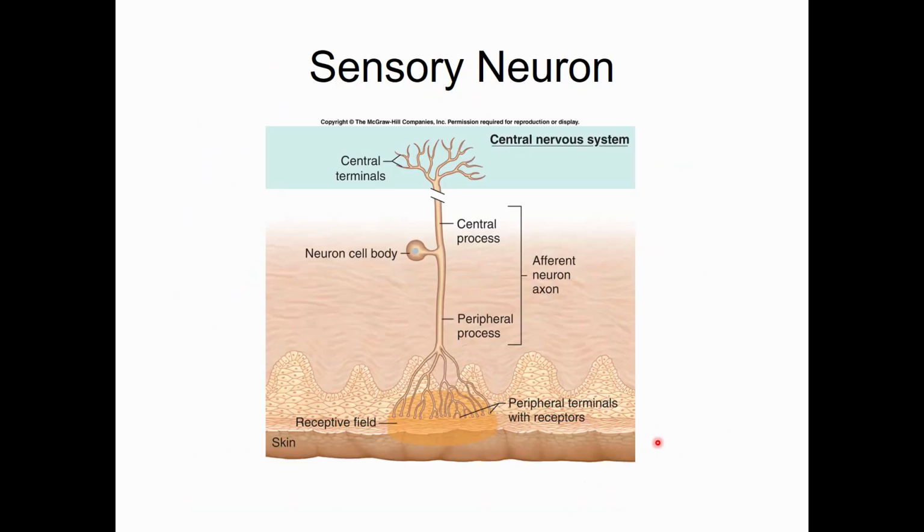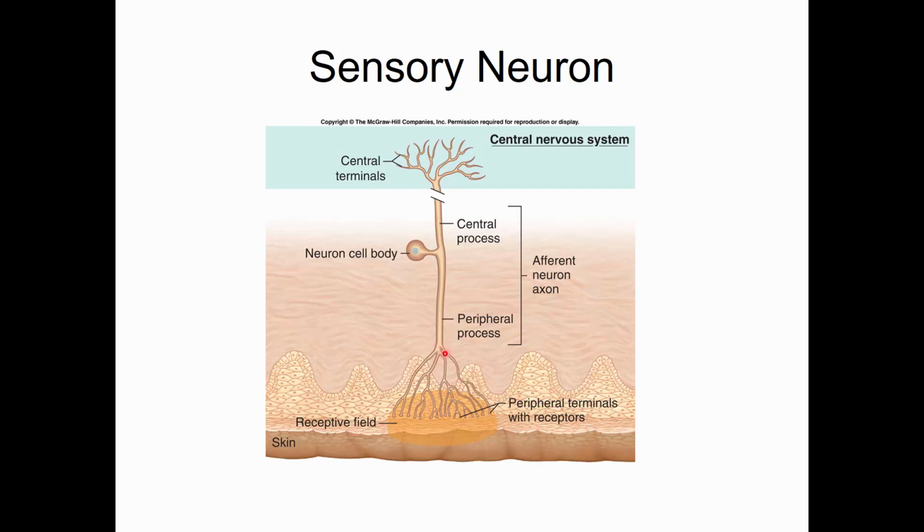So this is a picture from your textbook. This is a sensory neuron. Here are the terminals that are ending up in the nervous system. Here are the ends, the nerve endings, or the primary receptors out here in the skin, and some kind of stimulus, when it touches this area of skin, will activate this receptor. So the area of skin that's innervated by this receptor is called the receptive field.